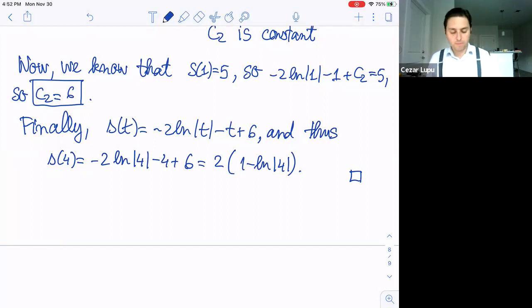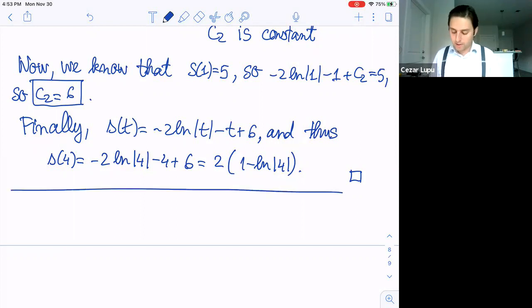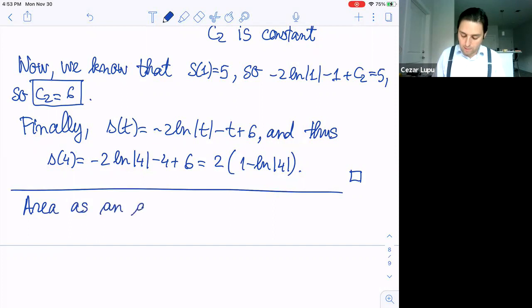Anyway, that was a very beautiful problem, more a physics problem, applications in physical sciences of the integrals. And now I would like to draw your attention to one more thing, and after this, I think I'm going to stop. There's one last thing: we would like to see the geometric interpretation of the antiderivative. So we'd like to see the area as an antiderivative.